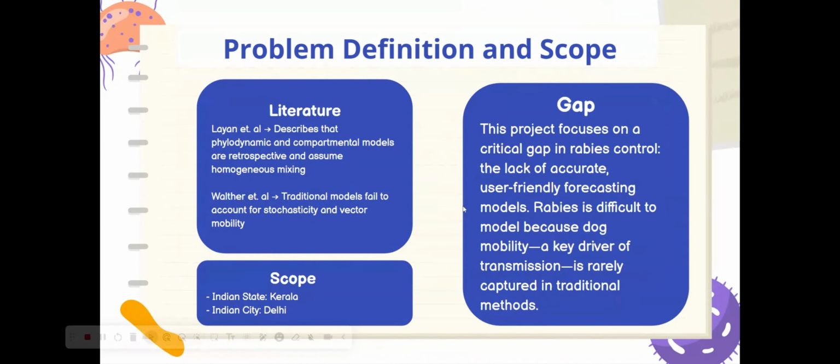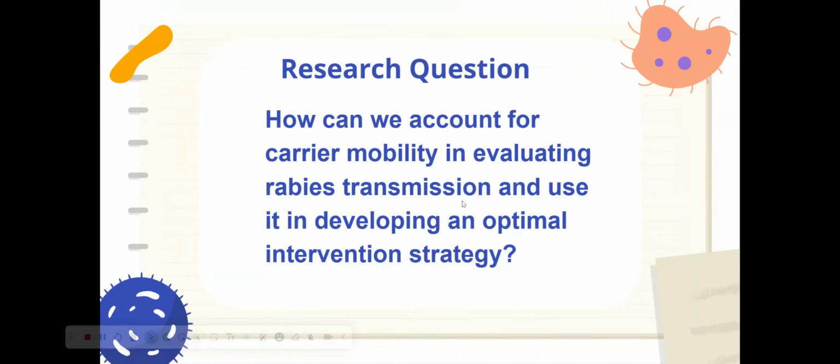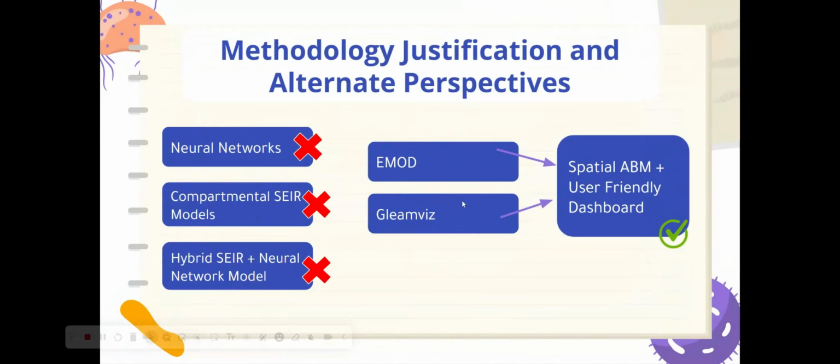due to data availability. Before we chose agent-based models, we looked at other alternatives. We looked at neural networks, but we didn't choose them because they are black box, meaning that they're hard to interpret or adjust. We looked at compartmental SEIR models, but they assume homogeneous mixing. The hybrid between the two requires dense data sets. In our research we came across other spatial ABMs like EMOD and GleamVis, which were historically successful in simulating different diseases such as smallpox, and we decided to extend that to rabies.